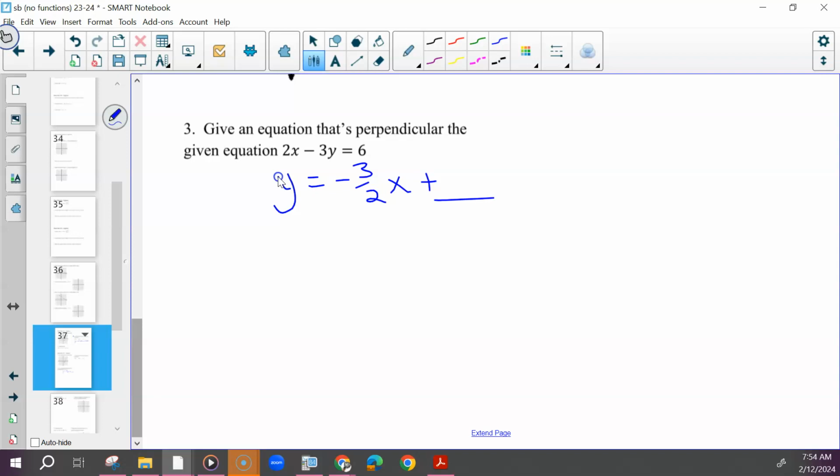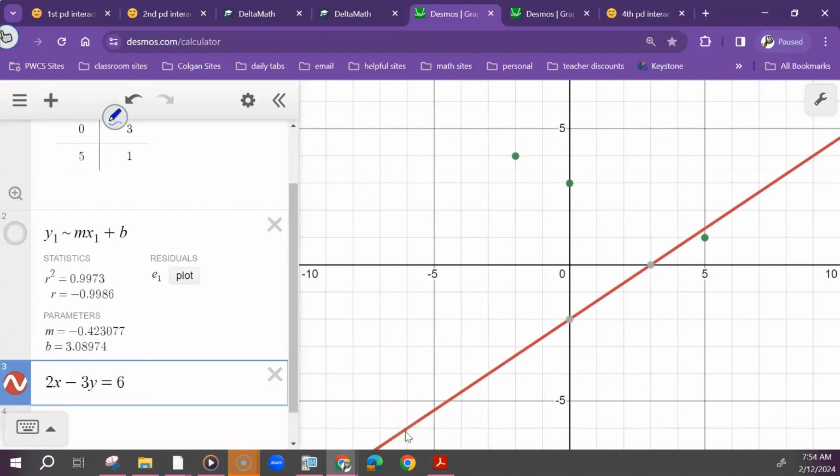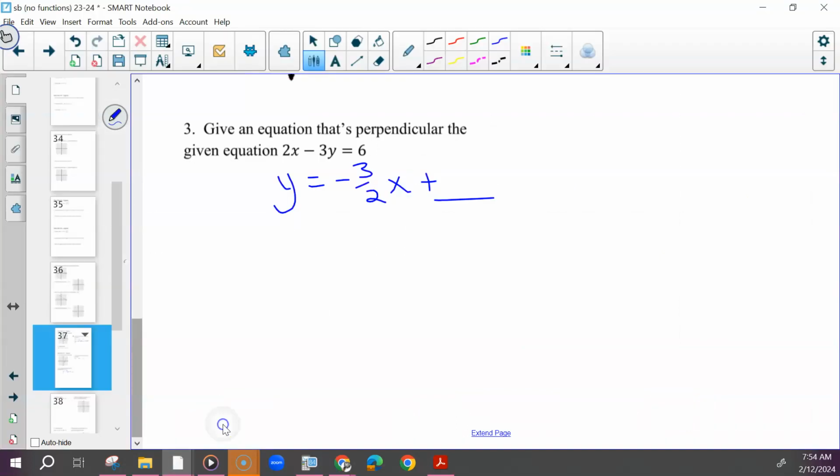But if you were doing it algebraically, you would have had to solve this, figure out what that slope was, which would have been 2/3, and then take that slope, flip it, and make it negative. And give some equation. Questions on that one? And then 5.